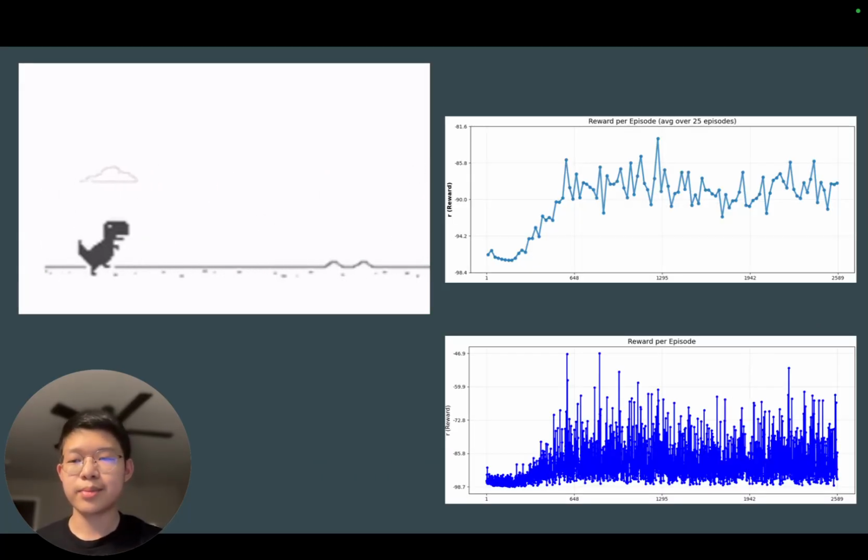Here are the results from my project. At least for the Dino part, I'm still training the Dodge agent, but that is going well. For the Dino reinforcement learning agent, you see that it plateaus somewhat at -90 to -85. This is about 15 to 20 seconds in the game.